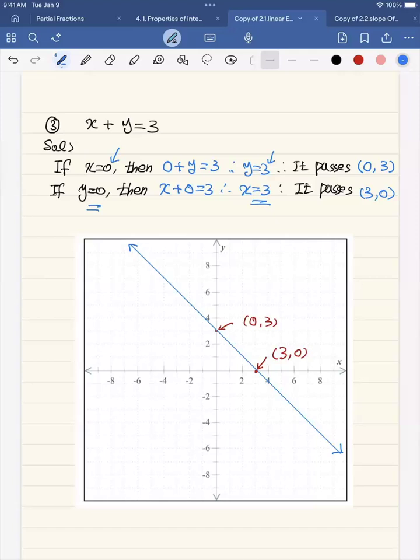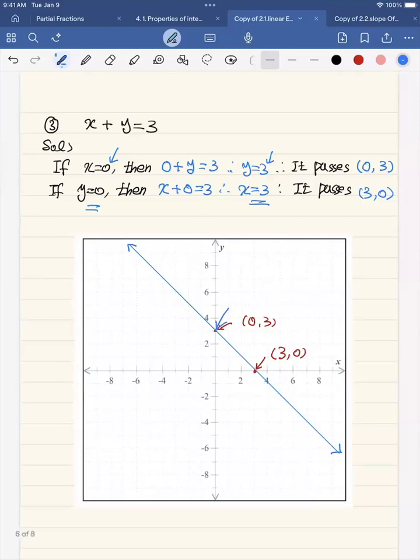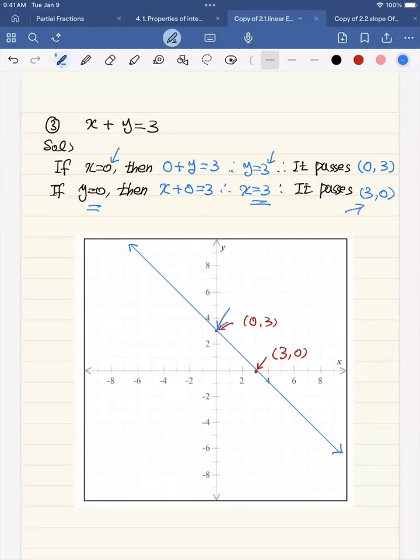And then we mark it. That's x equals 0 and y equals 3. And x equals 3 and y equals 0 here. So we mark at those points and we connected that with the straight line.